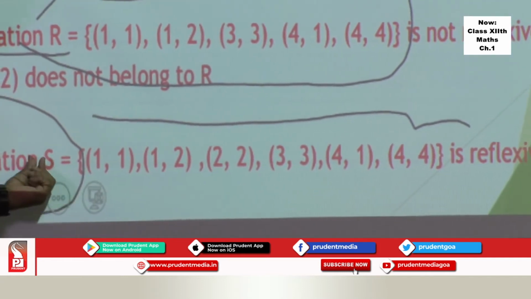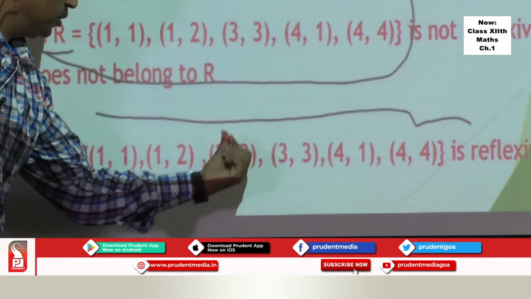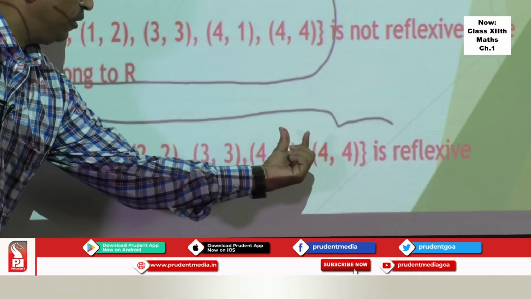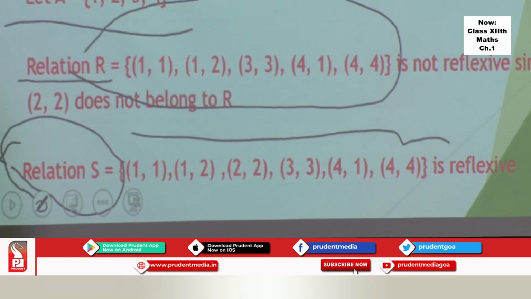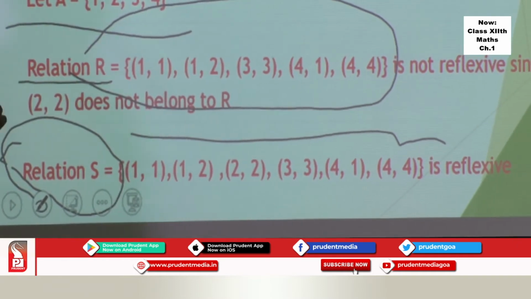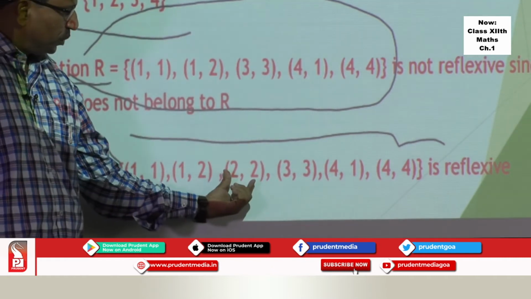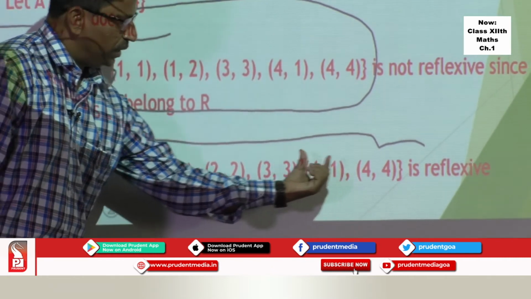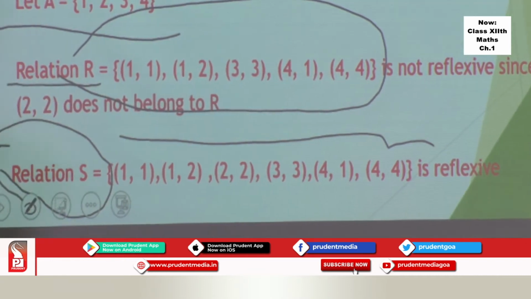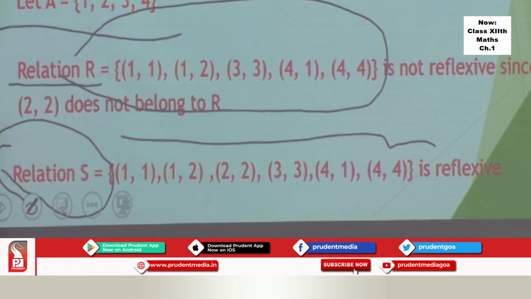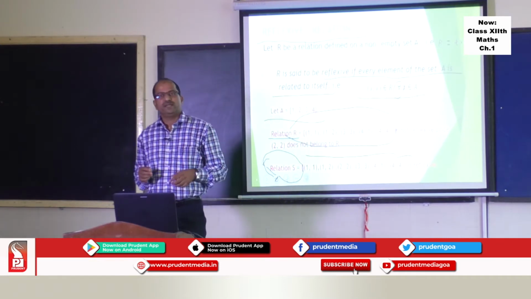the relation on S, it should be (1,1), (2,2), (3,3), (4,4), and (1,4). These are the ordered pairs in this example, and this is clearly reflexive. Why is it reflexive? Because (1,1) is there, (2,2) is there, (3,3) is there, and (4,4) is there. If all (x,x) are there, we are not bothered about a (5,5). We don't require (5,5).